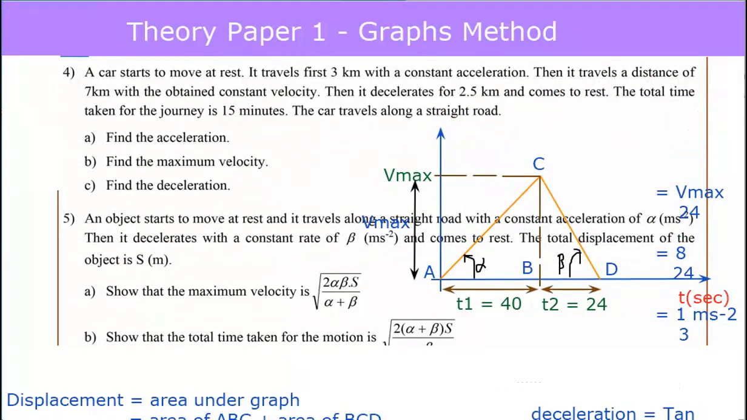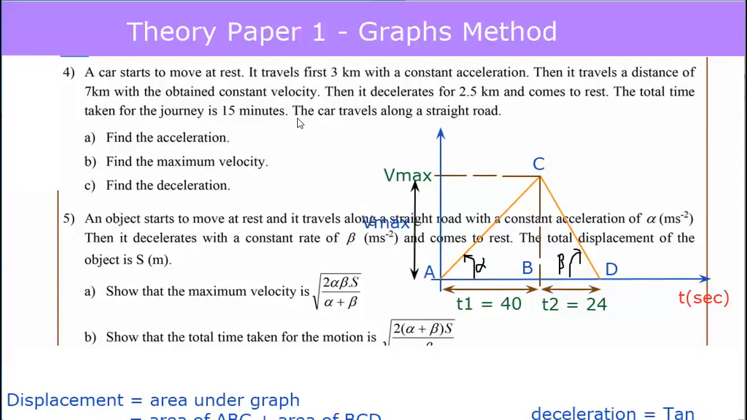Right. What is it? A car starts to move at rest. It travels the first 3 kilometers with a constant acceleration. Then it travels a distance of 7 kilometers with the obtained constant velocity. So initially acceleration, then constant velocity, then it decelerates and comes to rest. The total time taken for the journey is 15 minutes. I'm not interested in that now; that data can be used at the end of the question.